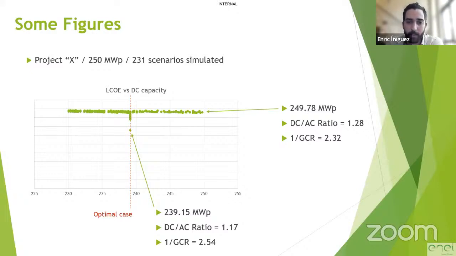This optimal case, for this calculation, corresponds to the values of DC-AC ratio of 1.17 with a GCR of 2.55. Well, a GCR in this case is the inverse of the GCR, of course, for clarification. The algorithm then will start to evaluate different cleaning strategies and frequencies along the years to finally give us the best LCOE possible scenario. So this is why you see in the line that the points are moving down.